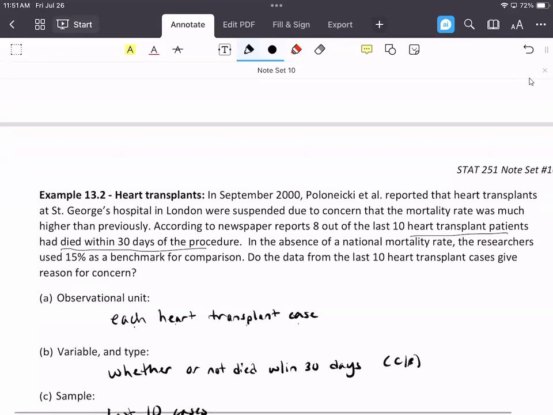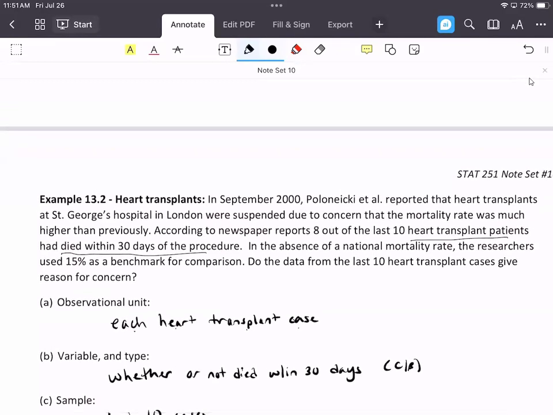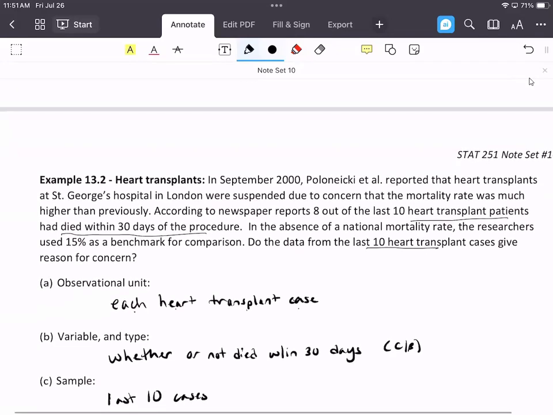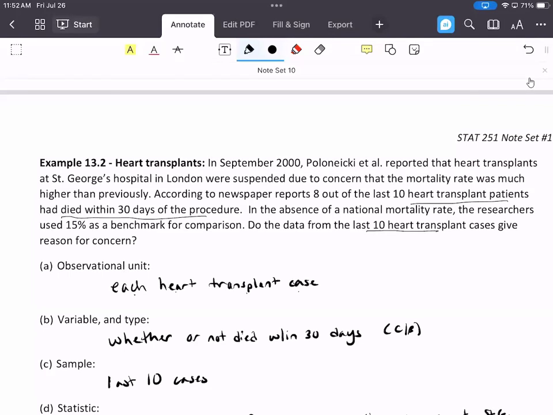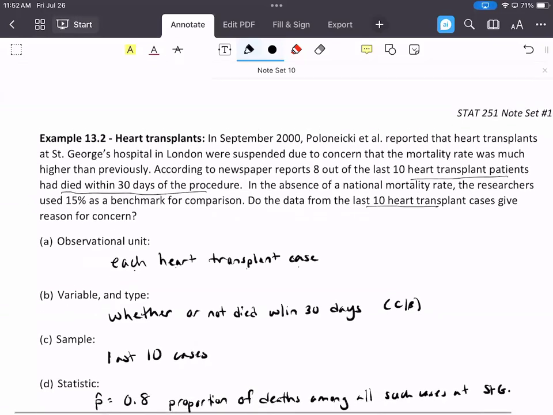Now, what's the sample? What did we look at? Well, we looked at 10 heart transplant cases, the most recent 10. So the last 10 cases. What's the statistic? The symbol in this case being p hat, because we're looking at a proportion, and it is 0.8.